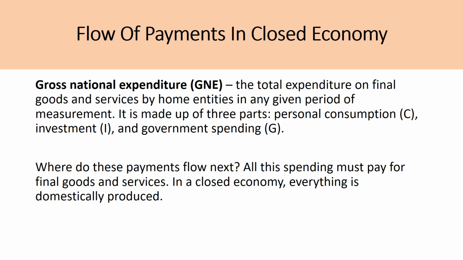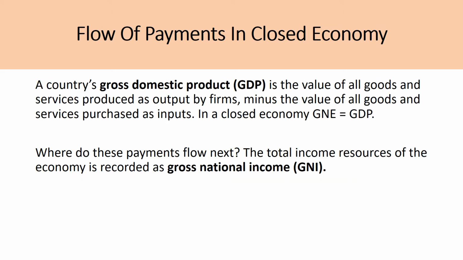So where do these payments flow next, right? In a closed economy, the money that we spend on consumption, where we buy assets and all that, where does that go? Well, it goes to gross domestic product. It goes to actually purchasing the goods that were produced in that economy. So a country's gross domestic product is the value of all goods and services produced as output by firms, minus the value of all goods and services purchased as inputs. In a closed economy, GNE, gross national expenditure, equals GDP.